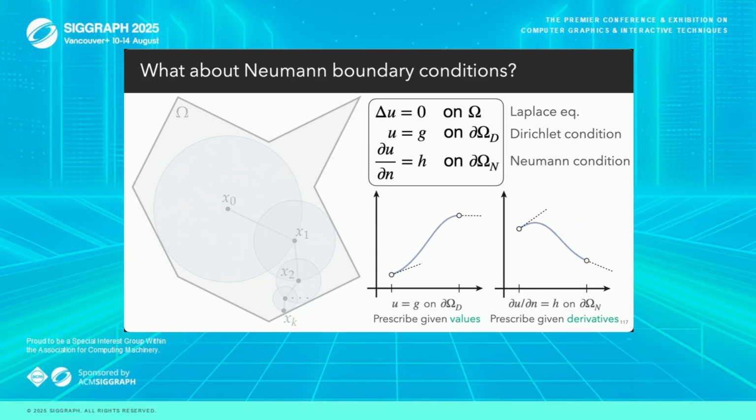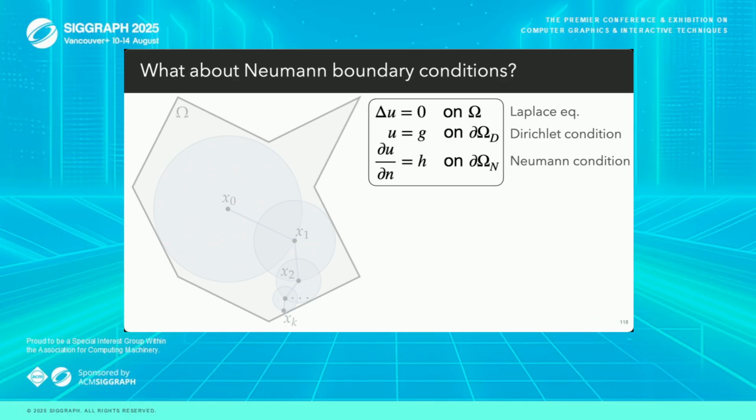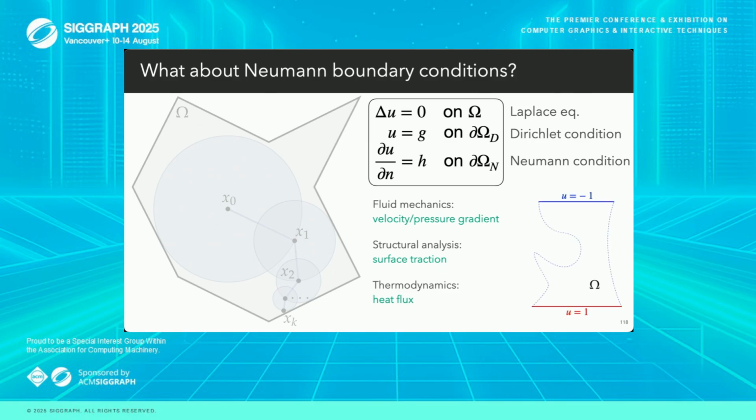Now, Neumann boundary conditions are actually fundamental for a huge number of applications. So in fluid mechanics, they describe the velocity or pressure gradient at an interface. In structural analysis, they can prescribe surface traction or stress. And in thermodynamics, they correspond to heat flux across the boundary. And so physically, this means that if the normal derivative is 0 on the Neumann boundary, then the boundary is insulated and heat can't pass through the boundary interface. It's contained entirely in the domain. So really, we have this rich class of different phenomena that we can simulate with Neumann conditions. And so we want to see how we can modify walk on spheres to incorporate these conditions.